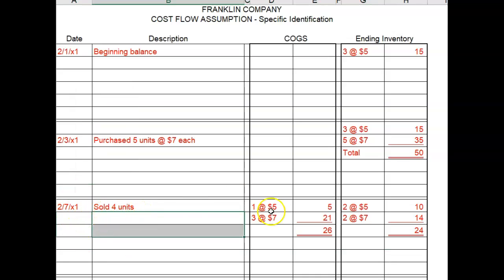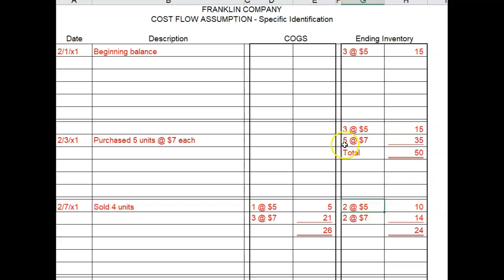February 7th, sold 4 units. It said take the cost of 1 unit from the beginning inventory and 3 units from the inventory purchased on February 3rd. And that means then that we have $26 of cost of goods sold under specific identification. And we had 3 units in the $5 layer. We took the cost of 1 of them out. That leaves 2 units in the $5 layer unsold for $10.